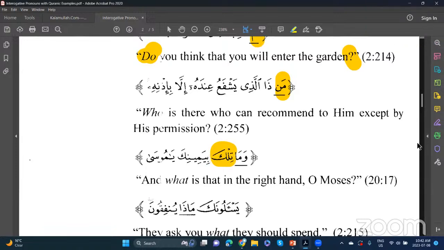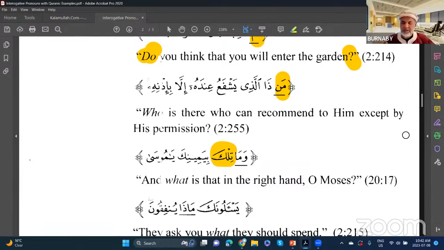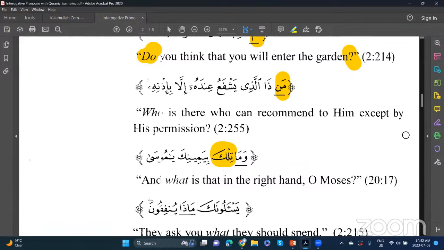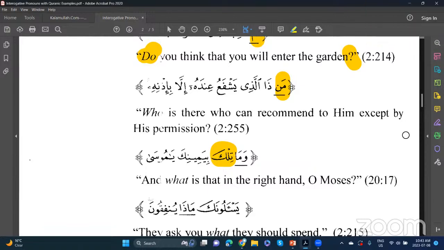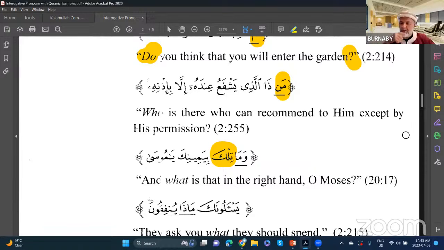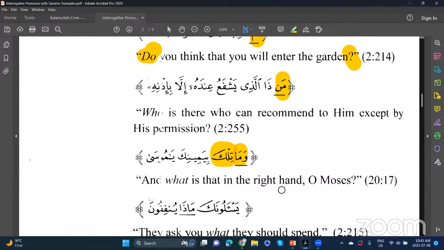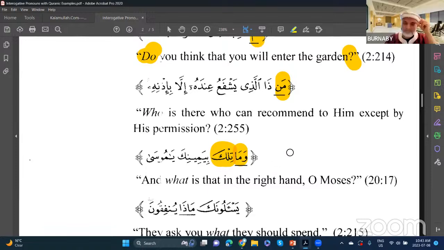Isme ishara. Okay. And tilka is for near or far? Far. Feminine. So remember, it says that because Allah subhanahu wa ta'ala is pointing to something far. He's not saying what is this in your hand. He says, what is that in your hand? Yeah, oh Moses. So is ma the harf or isma istifham? Yes, it is the interrogative noun, right?